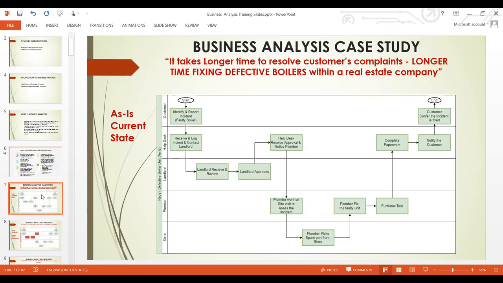So now, the case study is about a real estate company. This real estate company manages a lot of properties where they rent these properties to tenants and maintain those properties, make sure the facilities within the properties are working very well. But over time, the tenants have been complaining that once they make a complaint about one issue or the other, it takes a longer time to resolve such complaints.